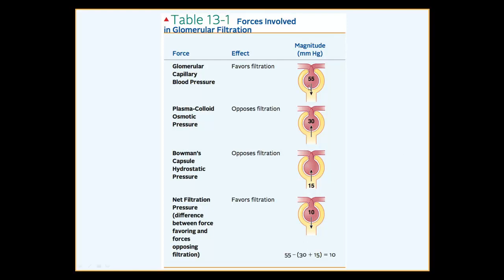So if you are pushing in liquid here, that Bowman capsule is going to fight back, pushing the water back inside, in what we call the Bowman capsule hydrostatic pressure or resistance. The net filtration pressure is the capillary pressure minus the colloid pressure minus the Bowman hydrostatic pressure, and the net filtration pressure is approximately 10.